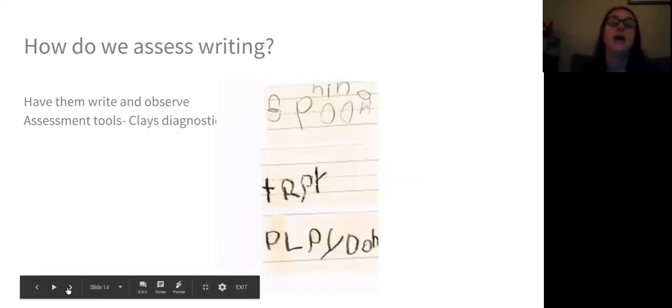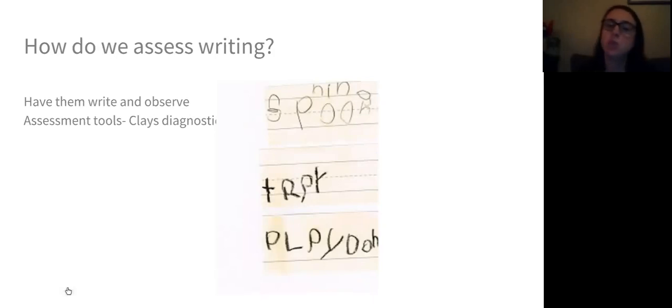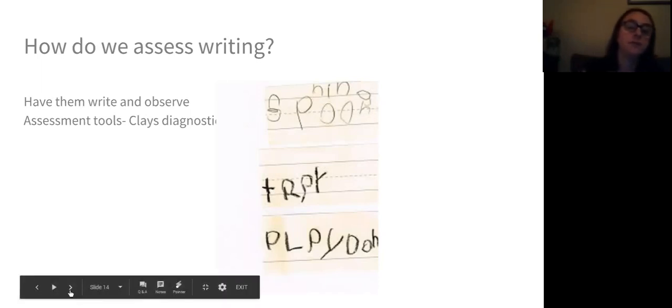How do we assess writing? Well, the biggest tool in all of this is observation and one-on-one time. So you really want them to write, and you want to observe. And you want to assess them. You can use Clay Diagnostics, which is a running record. You can use unit assessment techniques. But simply having them write with you is a great way to do this.